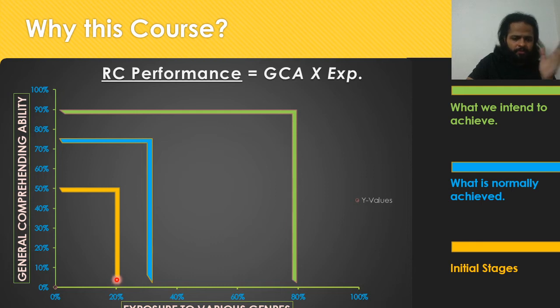There are many genres, right? Everyone has their pick, and they keep reading the same type of books and material again and again. So most of us do not have a lot of exposure to various genres. This is where a typical student starts from: with 50% GCA and 20% exposure.